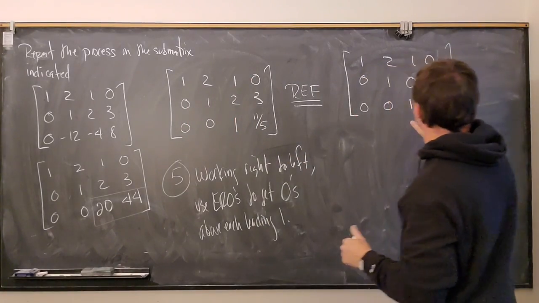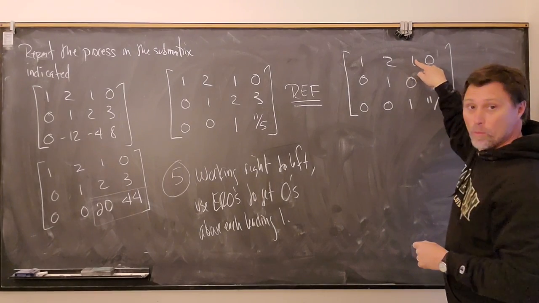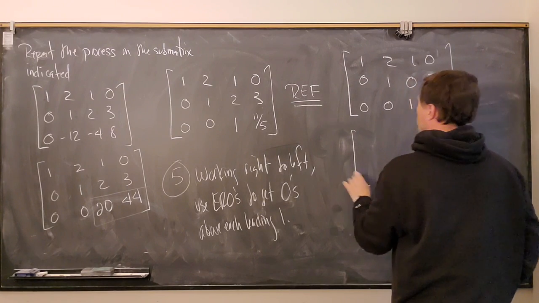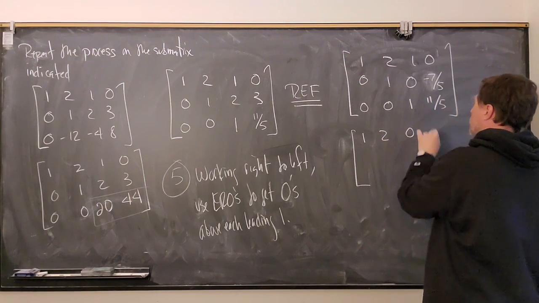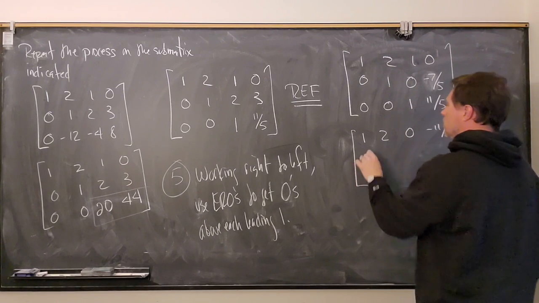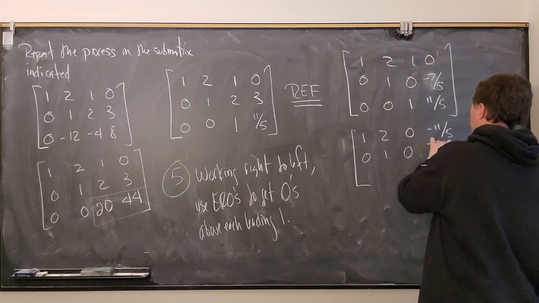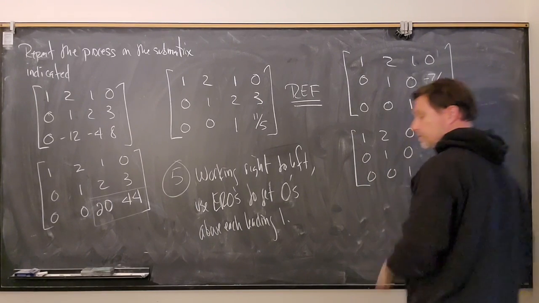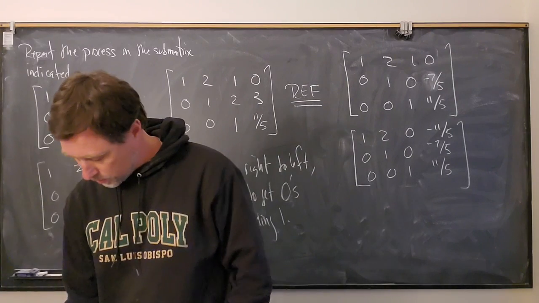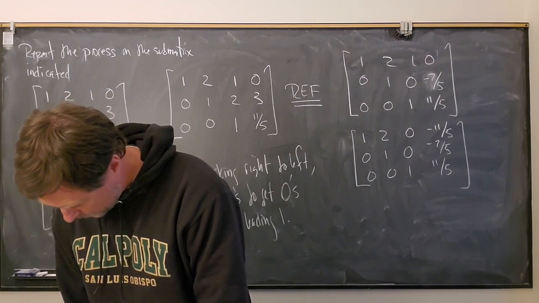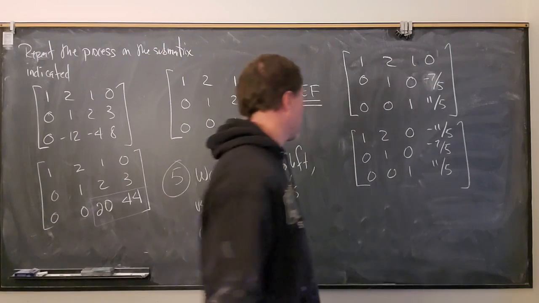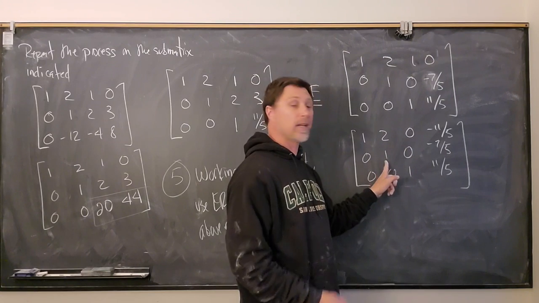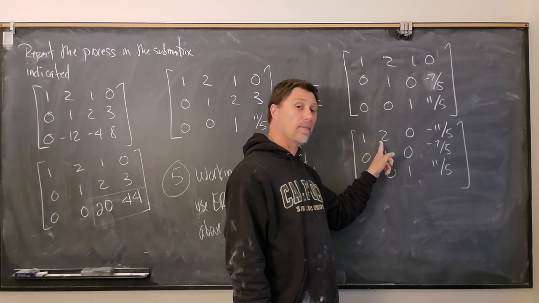Okay, so now I want to use this leading 1 to turn that 1 into a 0. So that will be 1, 2, 0, -11/5, 0, 1, 0, -7/5, 0, 0, 1, and 11/5. I'm just going to check my work here to make sure I'm not making some mistake. Yep, looks good. Okay. One more step. I've got zeros above this leading 1. Now I need to have zeros above this leading 1, so I need to kill off that 2 right there.